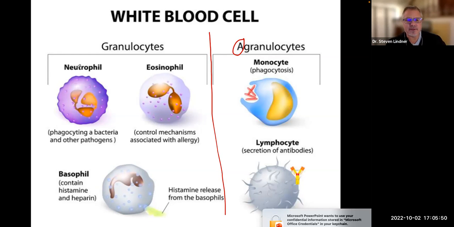Now, neutrophils are phagocytic type of cells. They phagocytize bacteria and other pathogens. They're not phagocytes, they just have phagocytic activity by breaking down bacteria. When neutrophil count is high, it's typically high with a bacterial infection.